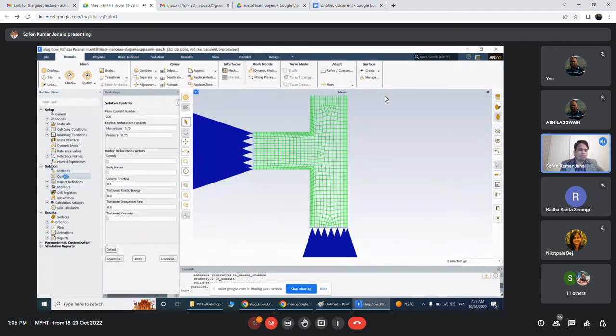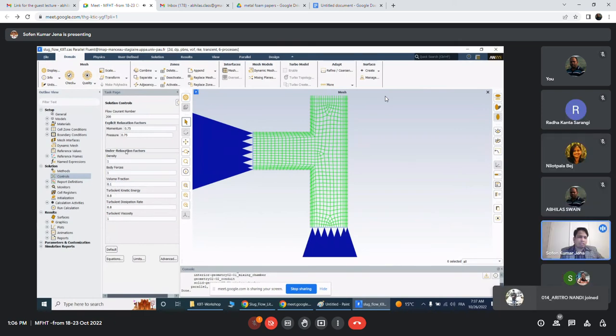And in the controls, you can define some of the relaxation factors. The volume fraction relaxation, I make it around 0.1. The momentum relaxation, if you want, you can make it 0.3. Pressure relaxation, you can make it something like 0.25. The flow Courant number, you can put 50, 60 kind of thing. Okay. And based upon the requirement, you can do it.